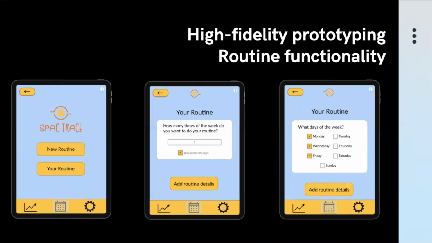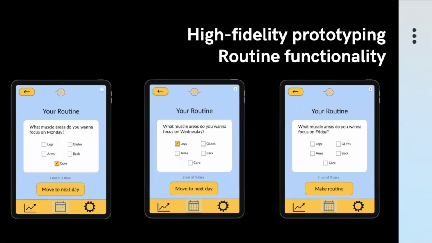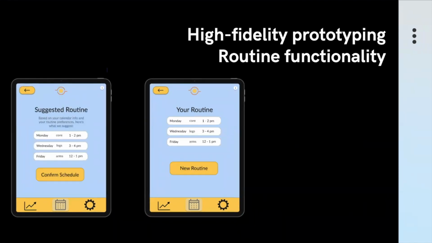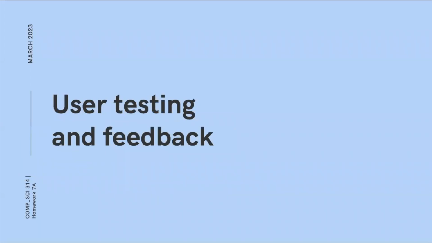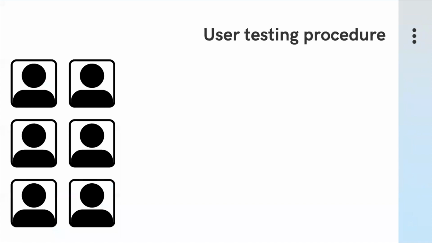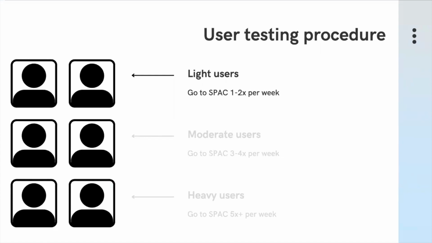Our routine building function stayed pretty true to our original Canva prototype, allowing users to pick days to work out, muscle groups to focus on, and suggesting routines based on trends in gym traffic and use. Moving on to our user testing and feedback, we decided to test 6 Northwestern students based on their frequency of going to SPAC. Using 3 categories, we tested 2 light users who go to SPAC 1 to 2 times per week, 2 moderate users who go to SPAC 3 to 4 times per week, and 2 heavy users who go to SPAC 5+ times per week.